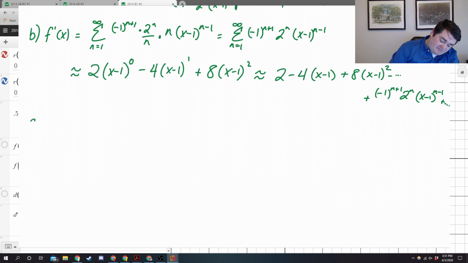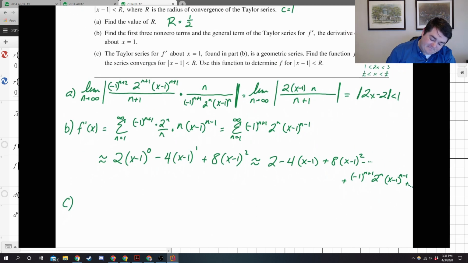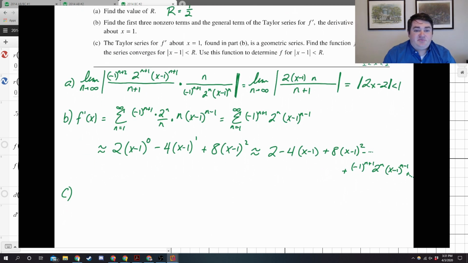And the last part: the Taylor series for f prime about x equals 1, found in part B, is a geometric series. Find the function f prime to which the series converges for absolute value of x minus 1 less than r. Use this function to determine f for absolute value of x minus 1 less than r. So the question is, how can we take the series that we have and rewrite it as a geometric series?